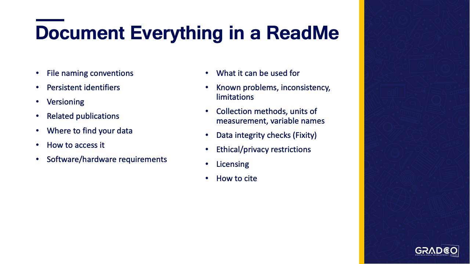Finally, you want to document everything in a README file. Document your file naming conventions. Document any sort of persistent identifiers that disambiguate and identify this data set from others. List any associated publications and associated data sets. Note the version of the data that is being used. Note where to find the data so that if someone finds the README but does not find your data immediately, they can find your data through that README.